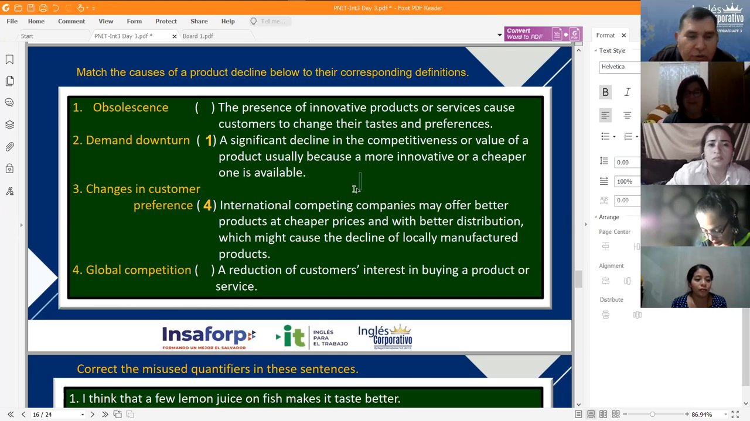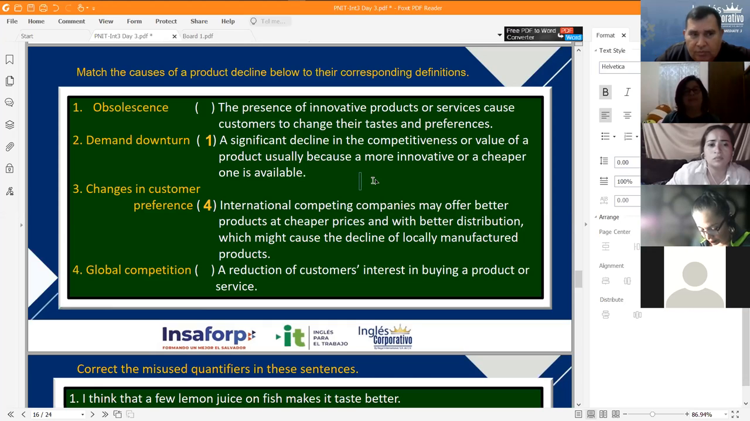So, you remember interest? In which definition do you find interest? Reduction of interest in buying a product or service. That would be number two. Now everybody can tell me number three. What's number three? The presence of innovative products or service causes customers to change their taste and preference. Exactly. Changes in customer preference. So this would be number three.